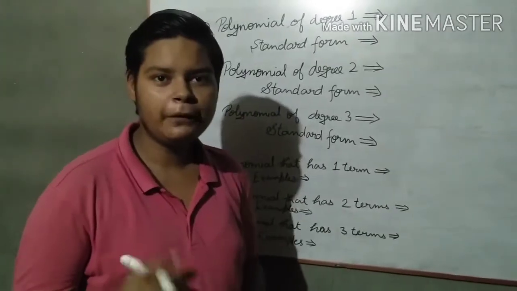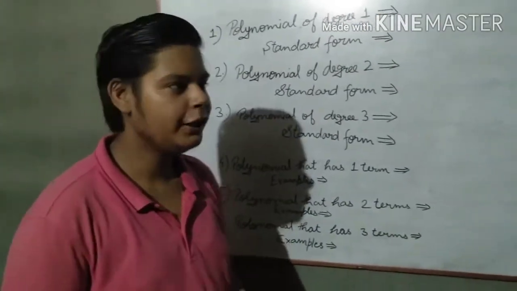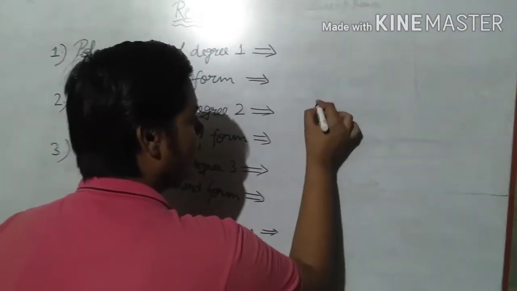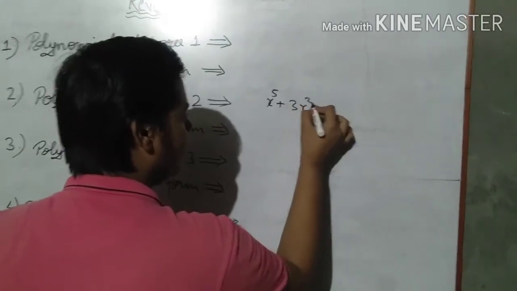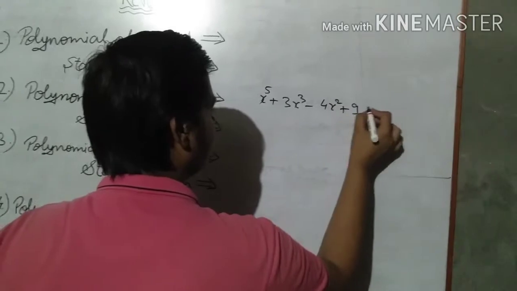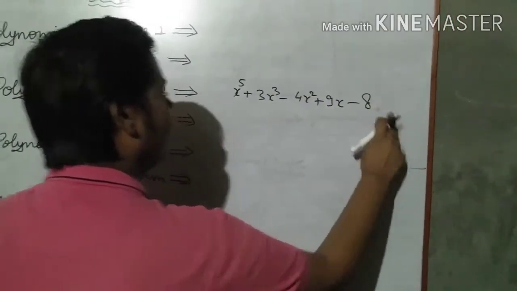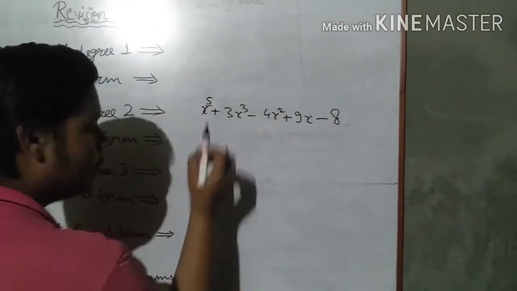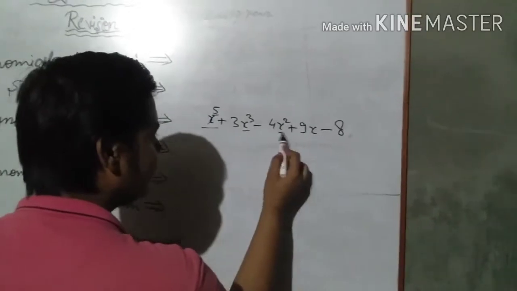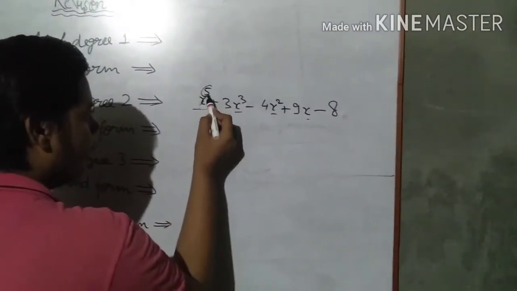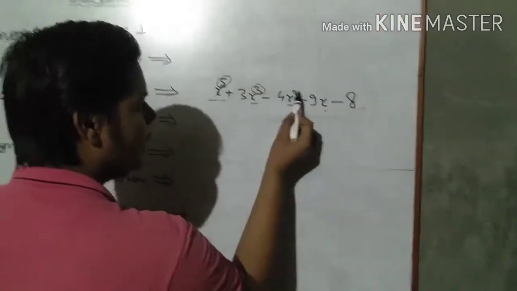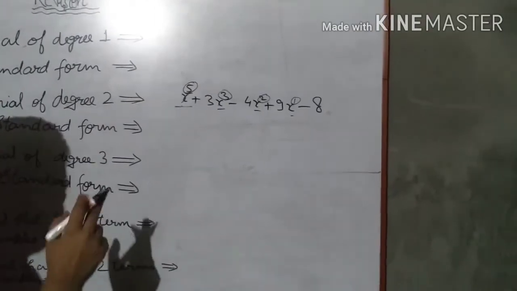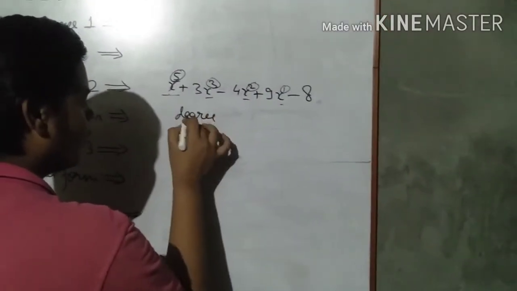So, let us begin. Before beginning directly into the topic, I will just be telling you some basic things, like what is degree. Suppose you are given a polynomial like this. You need to see the highest power in this polynomial on the variable, which is x. The power of x is 5 here, 3 here, 2 here, and 1 here. The maximum power on x is 5, so the degree of this polynomial will be 5.